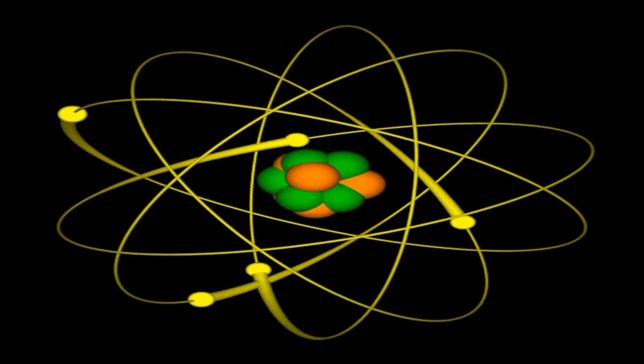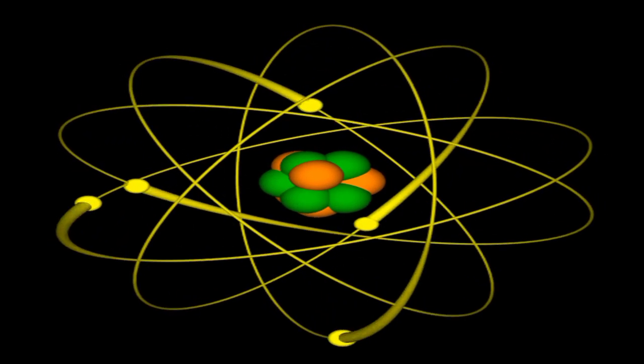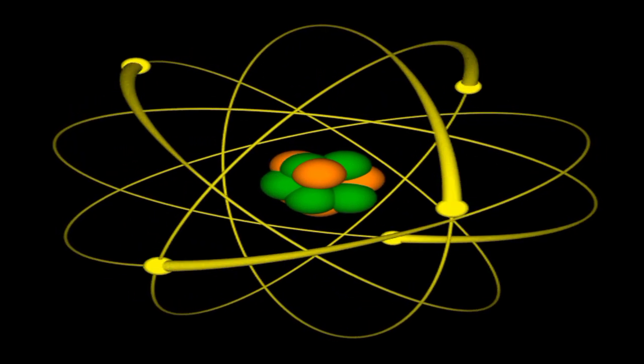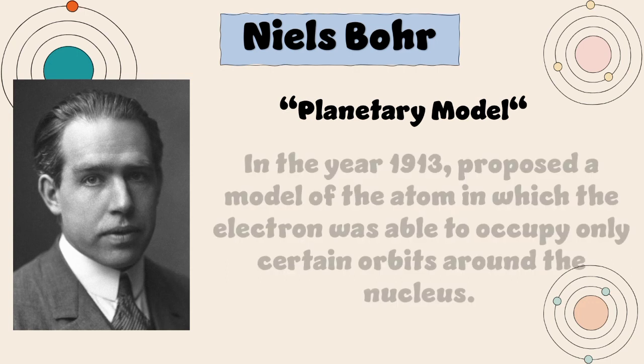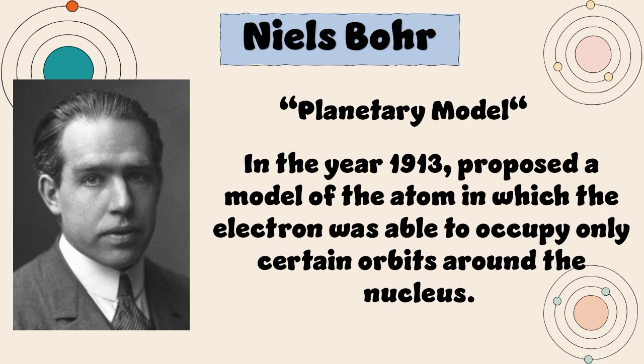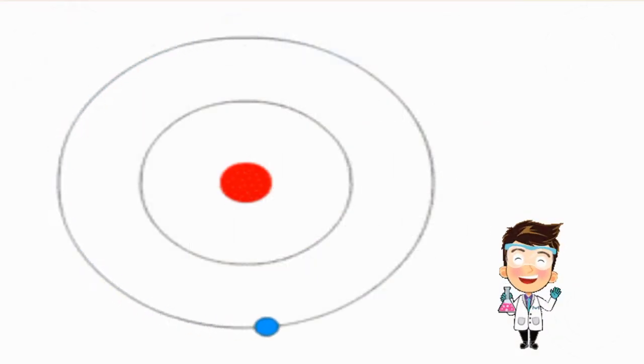Next, we have Niels Bohr. He proposed the planetary model. In the year 1913, he proposed a model of an atom in which the electron was able to occupy only certain orbits around the nucleus. Niels Bohr proposed an atomic structure model describing an atom as a small, positively charged nucleus surrounded by electrons that travel in circular orbits around the nucleus like planets around the sun in our solar system, with attraction provided by electrostatic forces.